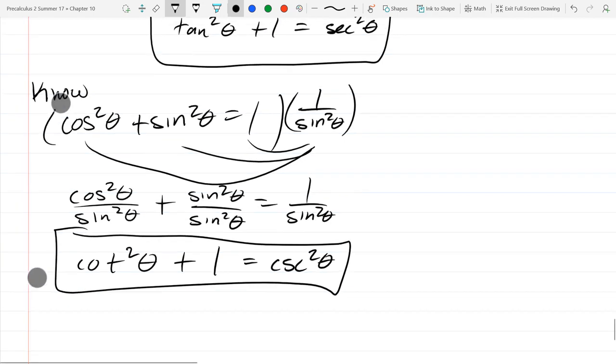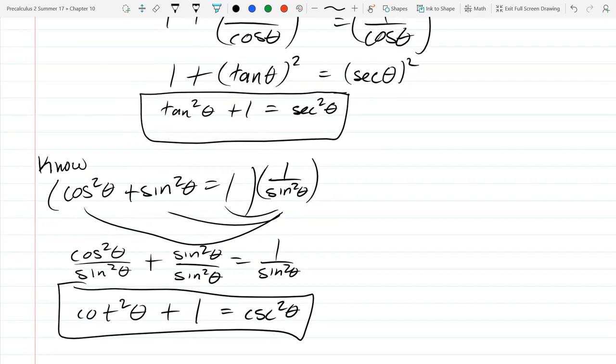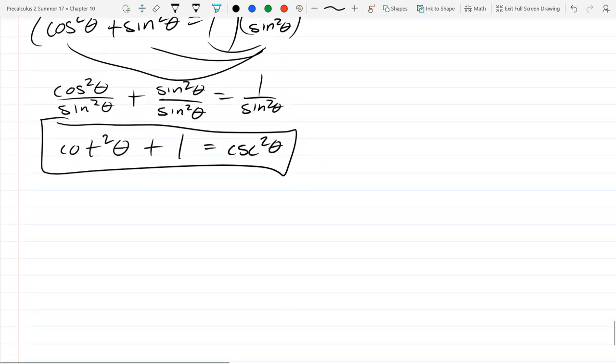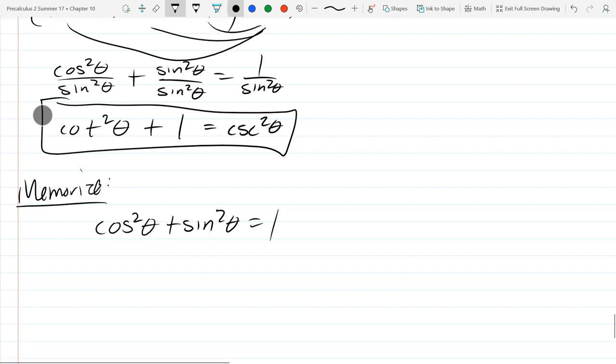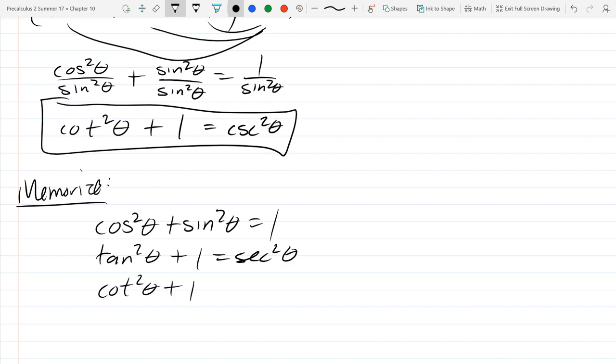There's only 3 Pythagorean identities, there's not 6. All right, so let's write them all together. So they're in one spot. I think I wrote it as cos squared plus sine squared, so I'm trying to keep the order the same. Cos squared plus sine squared is 1, tan squared theta plus 1 equals secant squared theta, cotangent squared theta plus 1 equals cosecant squared theta. All right, so this you need to memorize.